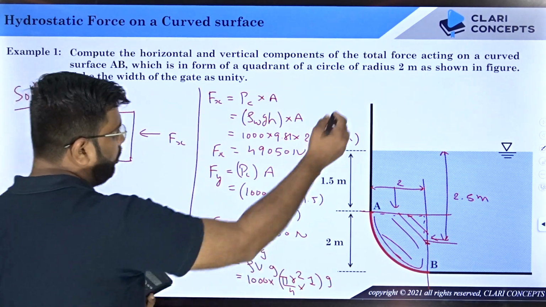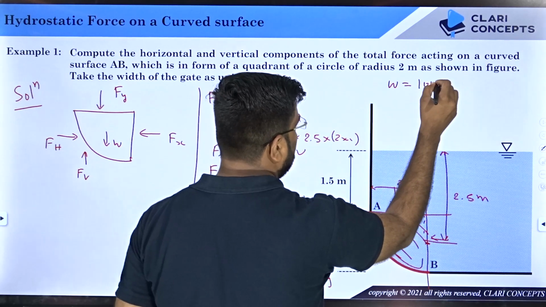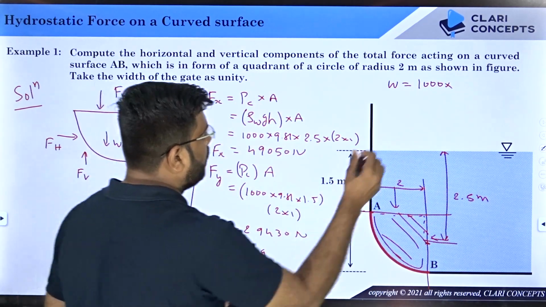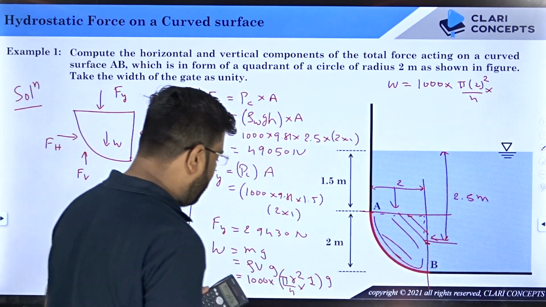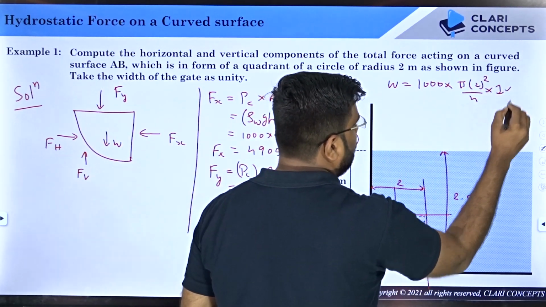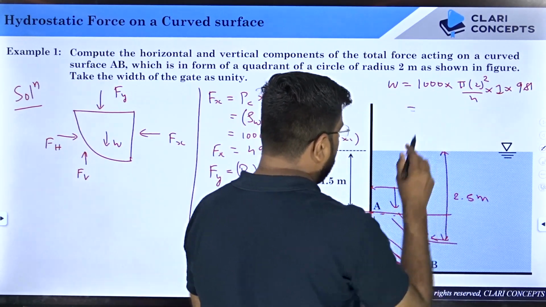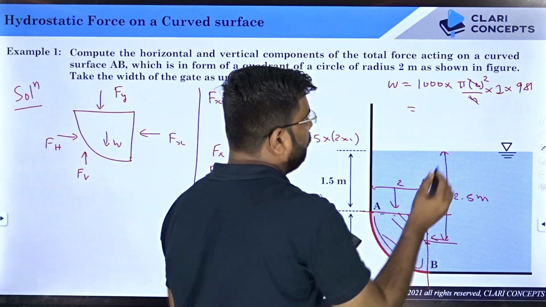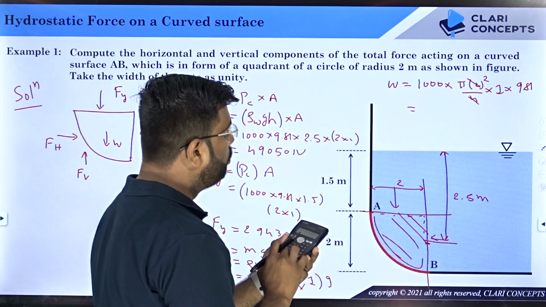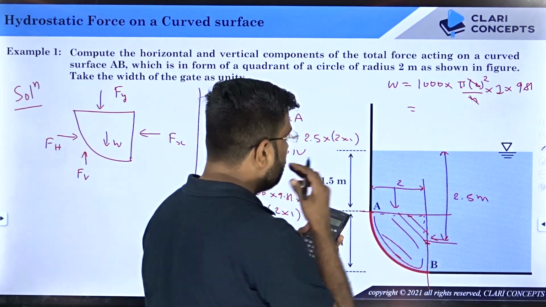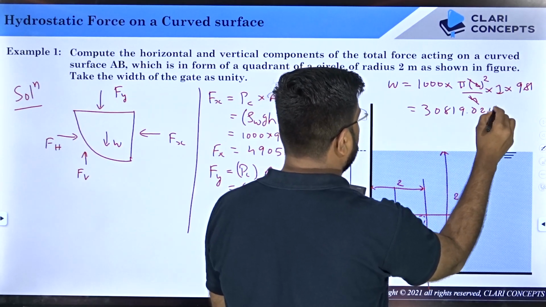So weight you will get is equals to 1000, that is density, into pi r square by 4. Pi r is 2 meters, 2 square by 4, into length is 1 meter, into g is 9.81. So you are calculating the weight. So this is cancelled directly, 2 square and 4. So this is 1000 into pi into 9.81. You will get 30819.02 newtons as the weight.